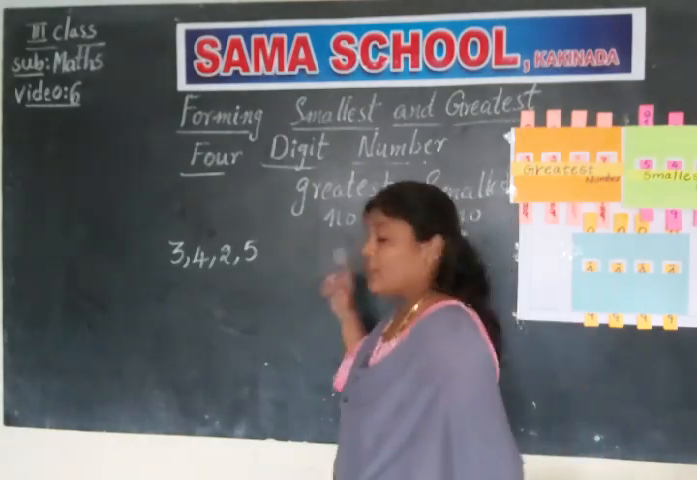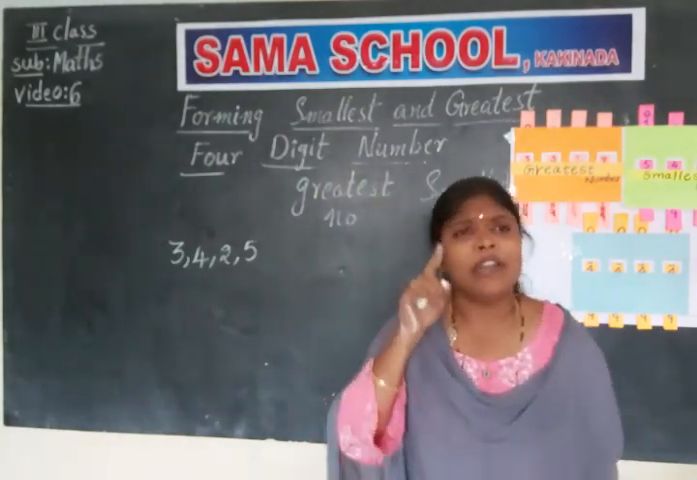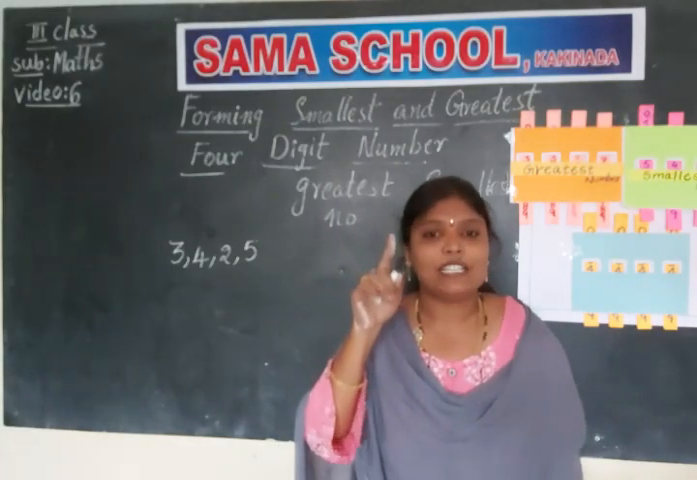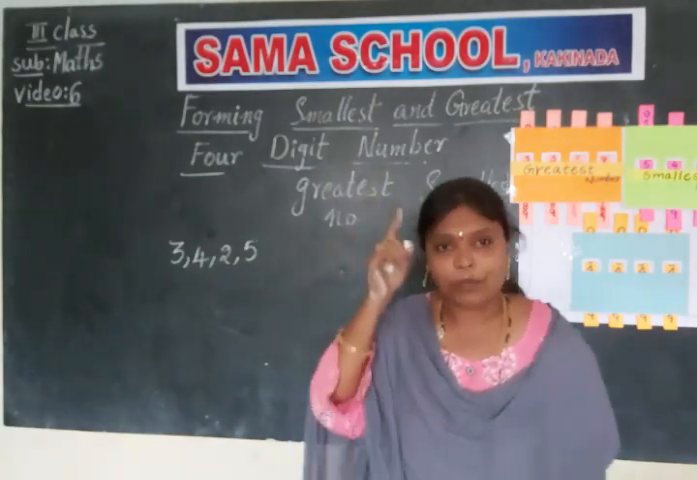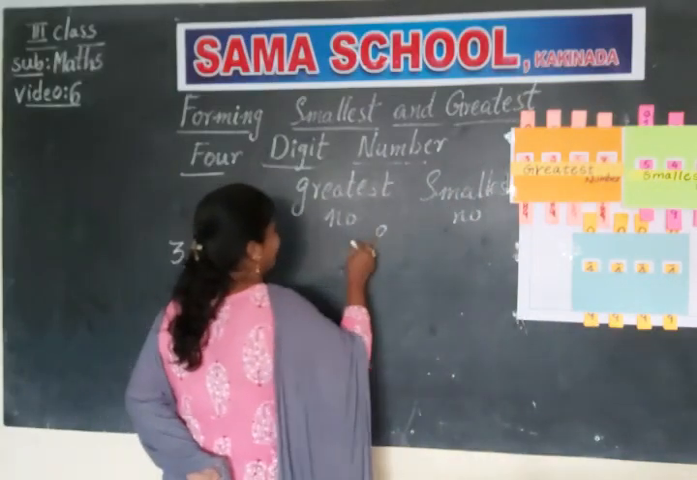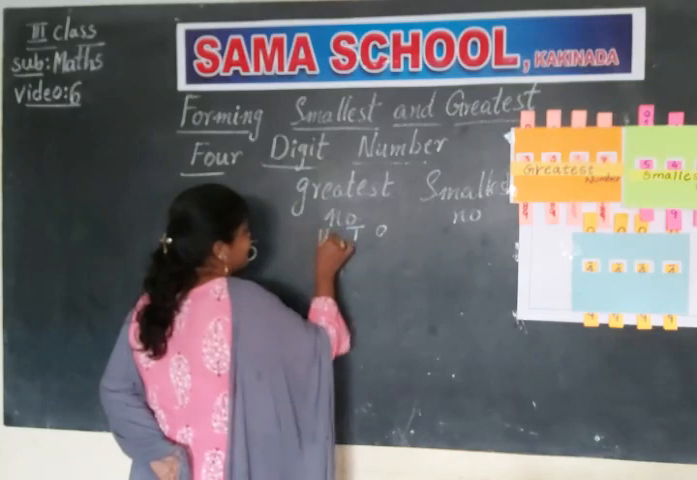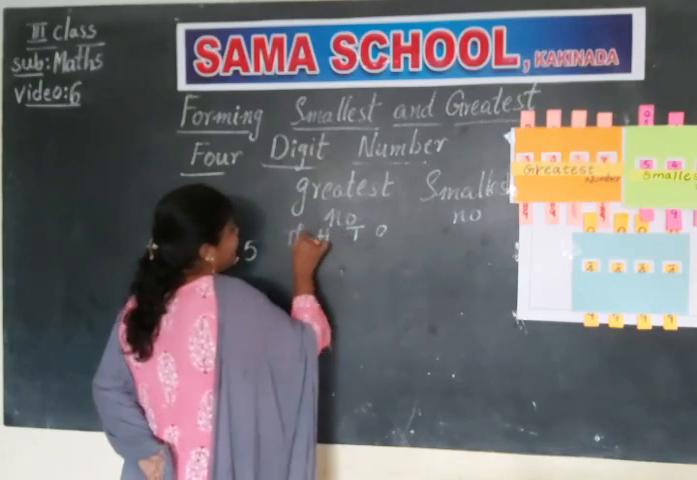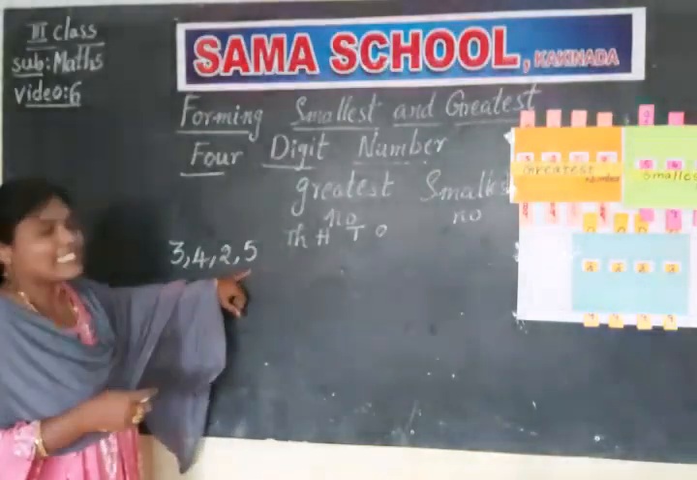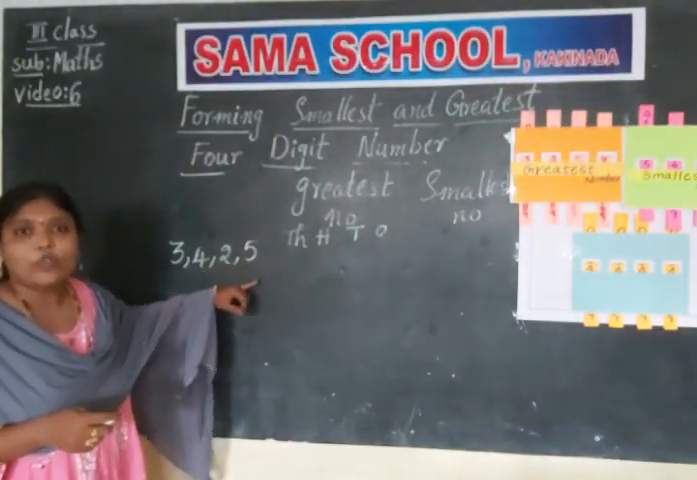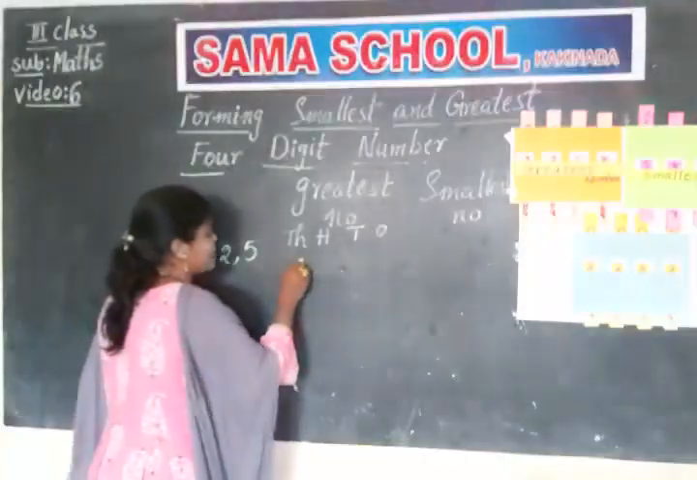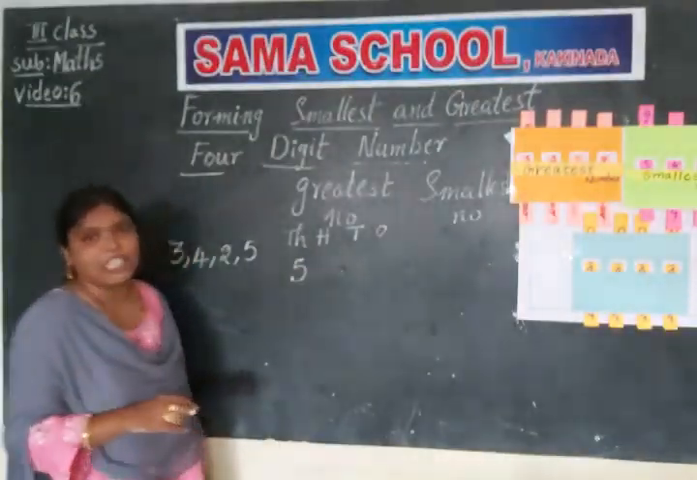So children, you have to remember one thing. While writing any number, you have to write the place values at the top. From the beginning of this class, I am telling you that you have to write the place values. While writing the place values, you have to write from right to left. Okay, now the biggest number is 5. So where do you have to write 5? In its thousands place. So write 5 under the thousands place.